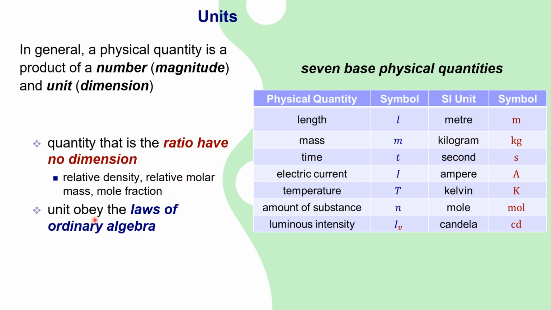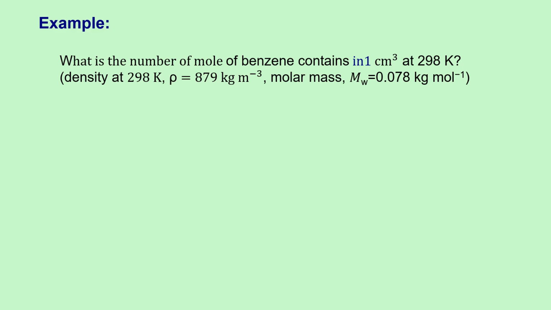Units obey the laws of ordinary algebra. This slide shows you how you can use the unit to solve any problem. So let's look at the question: what is the number of moles of benzene contained in 1 centimeter cube at 298 Kelvin? You are given the volume and also the temperature. So how can you relate these two to calculate the number of moles?